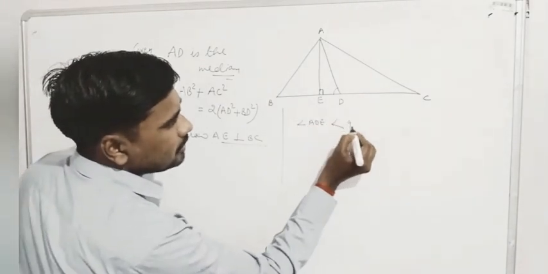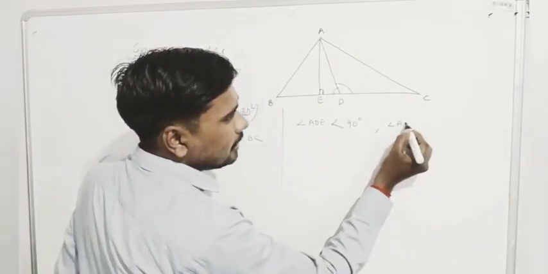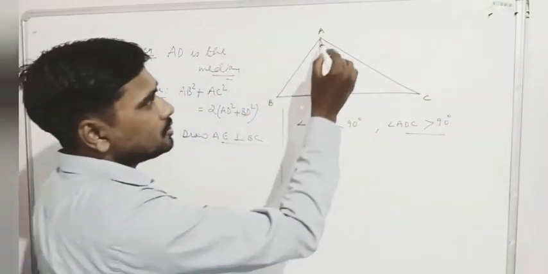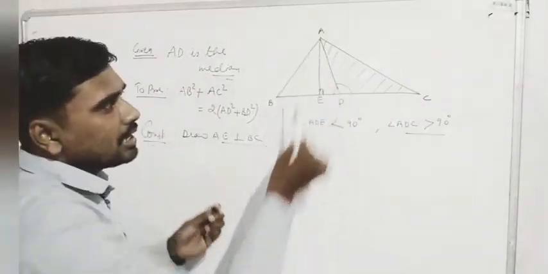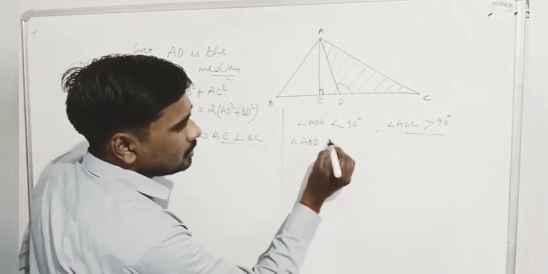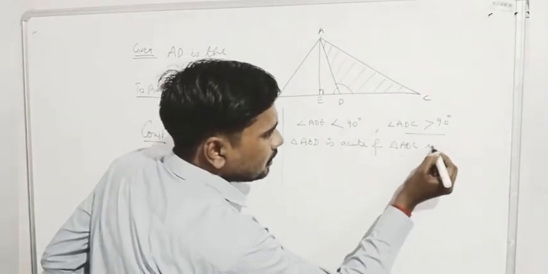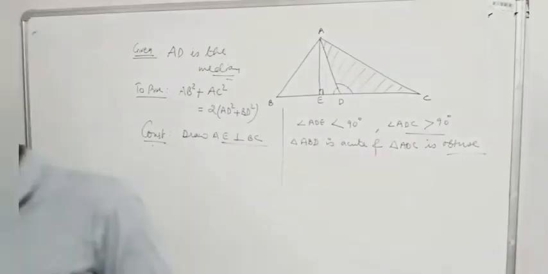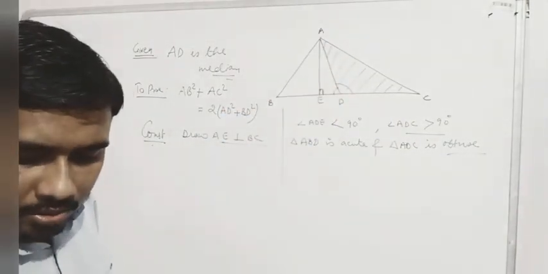Angle ADE is less than 90 degrees, whereas angle ADC is more than 90 degrees. That means this triangle is an obtuse angle triangle and the rest part is an acute angle triangle. So triangle ABD is acute and triangle ABC is obtuse.